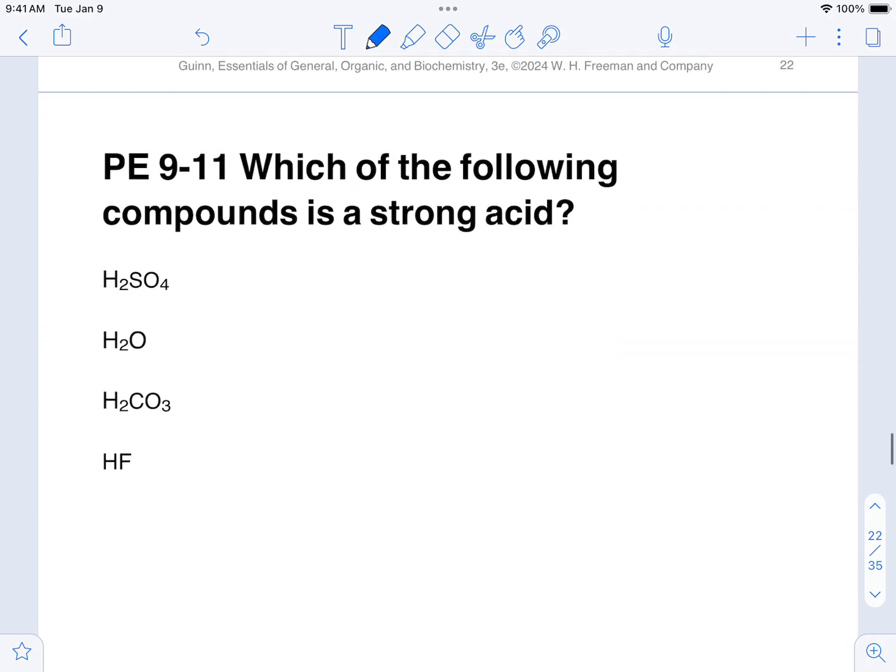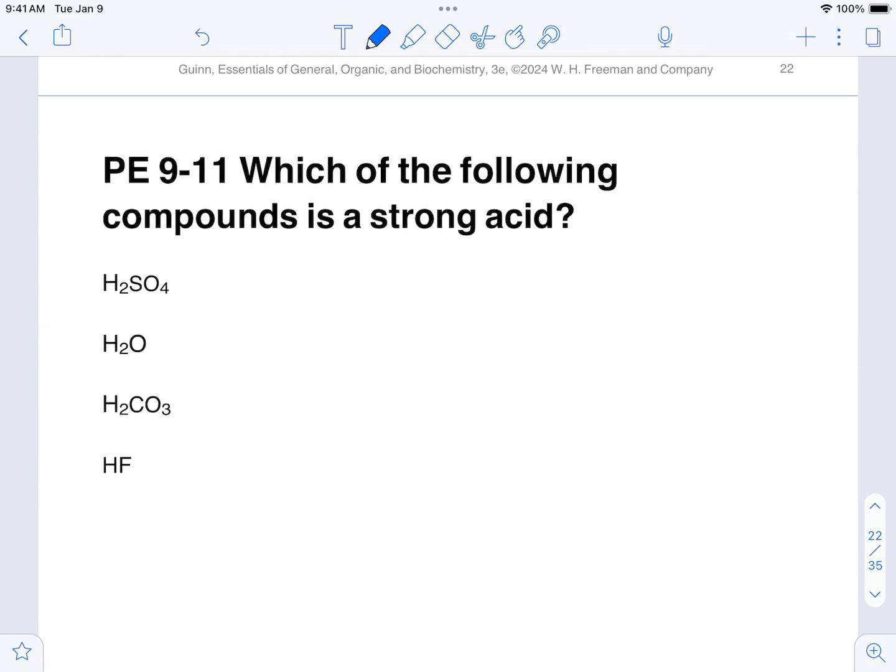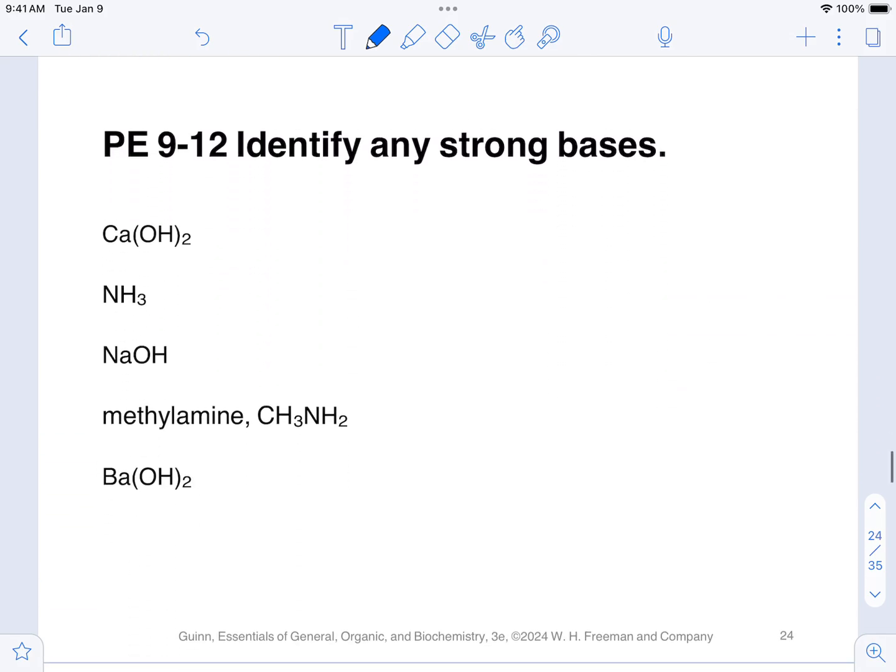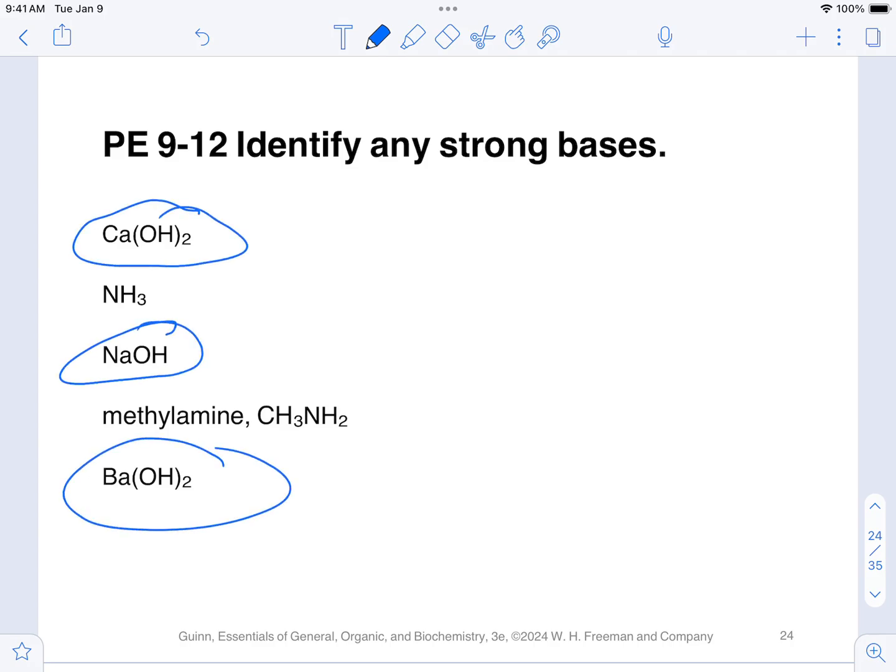Which of the following compounds is a strong acid? This is just a memorize thing. The only strong acid there is sulfuric acid, H2SO4. The others are called weak acids. Strong bases: we have our calcium hydroxide, sodium hydroxide, and our barium hydroxide. Again, the others would just be weak bases.